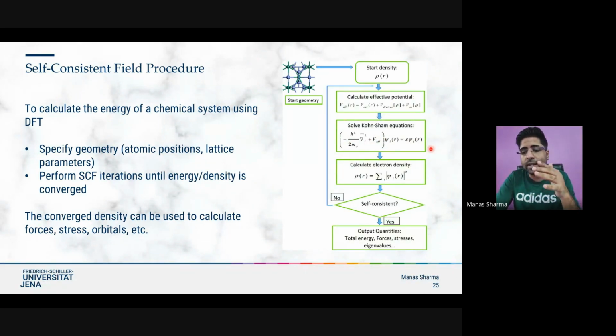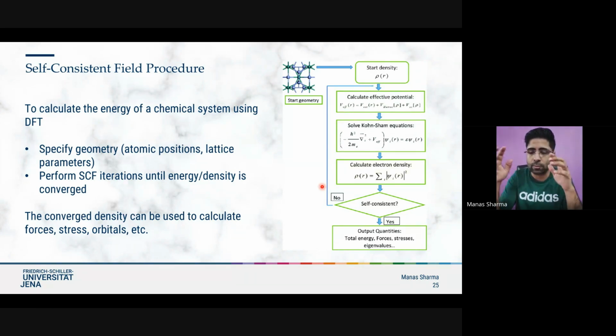Then you will solve these quantum equations for n electrons. When you solve these, you will get the orbital coefficients for these n electrons, and you will use these n electron wave functions to construct the electron density of your total system. And you will check whether this new density versus the old density are changing a lot or not. If they are not changing, then you can say, okay, my SCF is converged. Otherwise, you will repeat this procedure iteratively until at least your energy or density is converged.